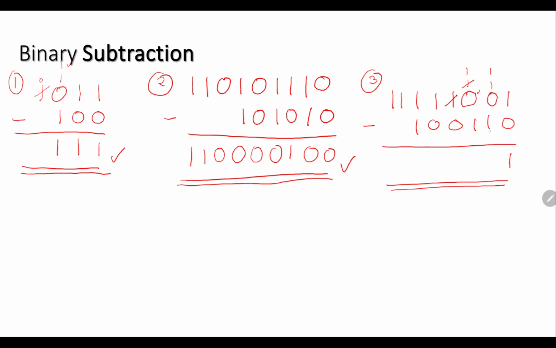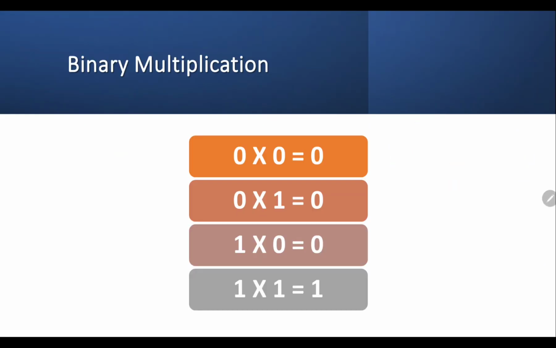1 minus 1 is 0. So this one, bring it here. 1 minus 1, 0. So this one is 0. 0 minus 0 is 0. 1 minus 0 is 1. 1 minus 1, 0. So 1, 1. So the answer is 1, 1, 0, 1, 0, 0, 1, 1. You are good? Okay, next.